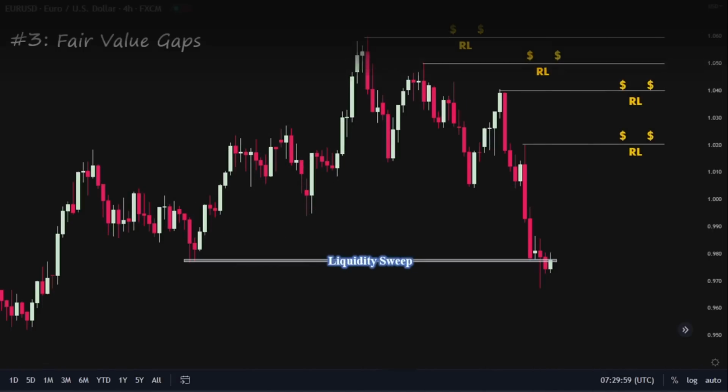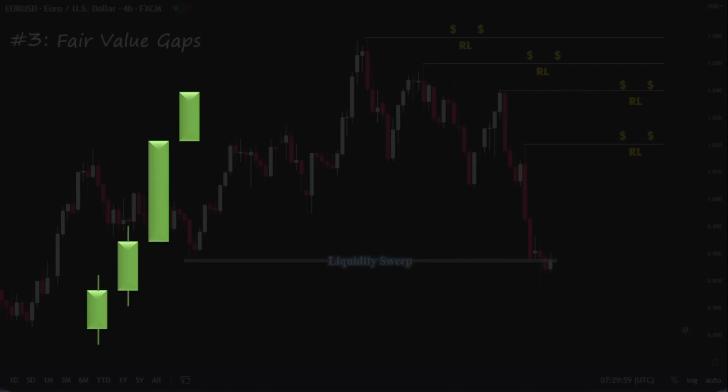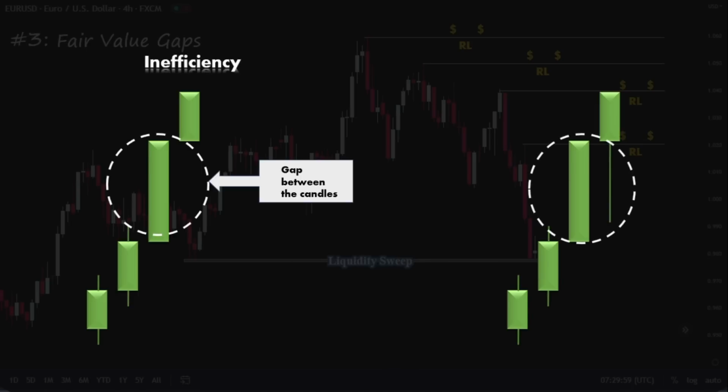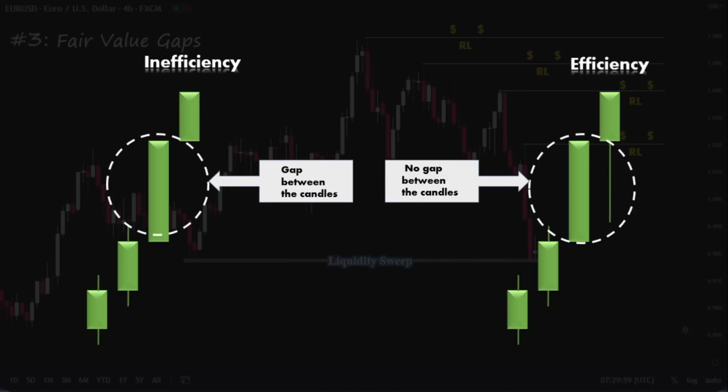So, let's see how we should identify inefficiency in the market. As you can see from the left corner, there is a gap between the candles. We anticipate that price will eventually fill the gap by returning to test the blank space. So guys, we call this phase inefficiency. However, in the right corner, there is no gap between the candles, so here, we have no inefficiency.